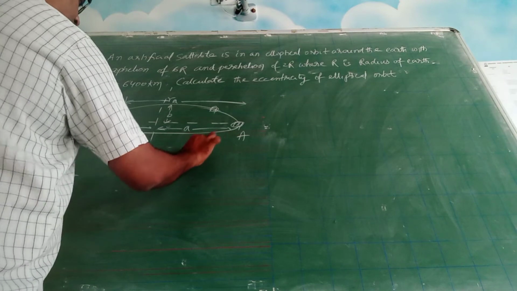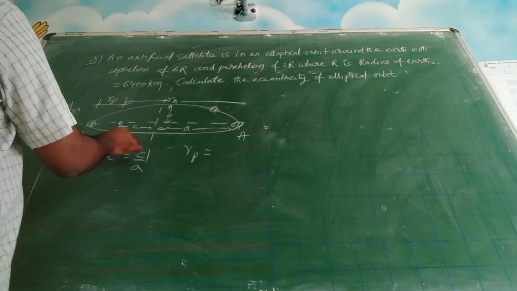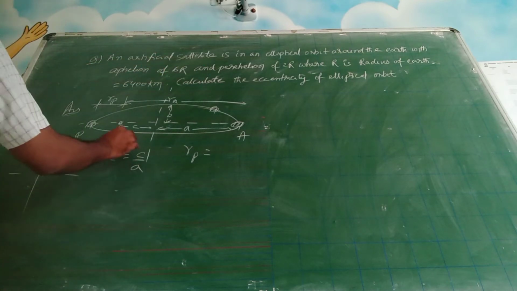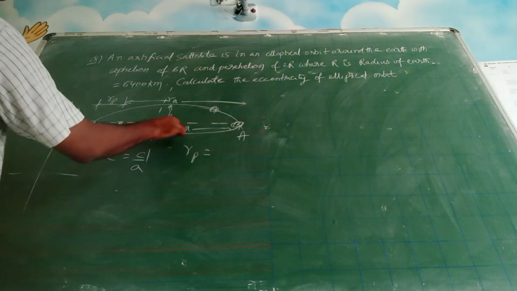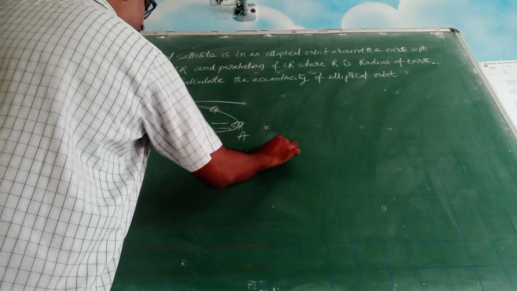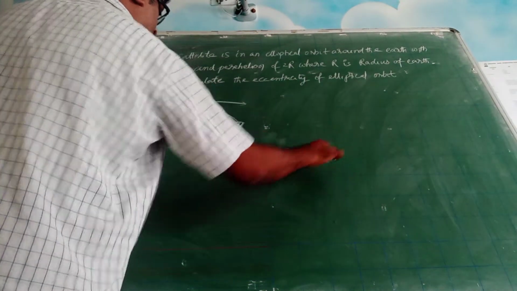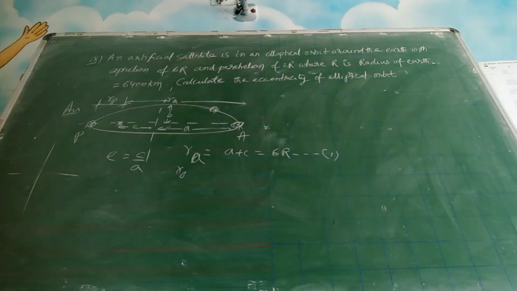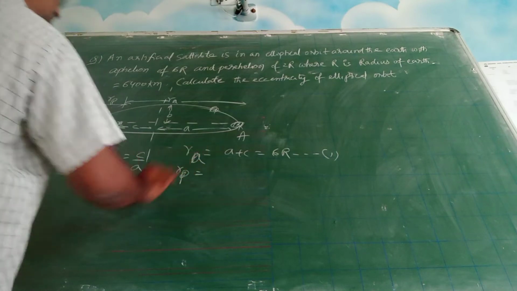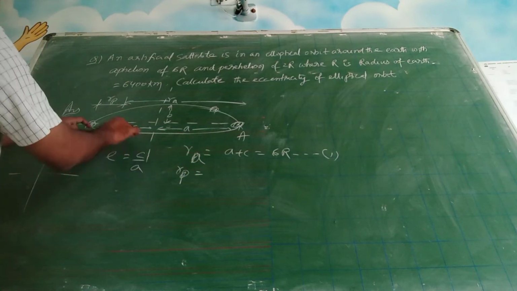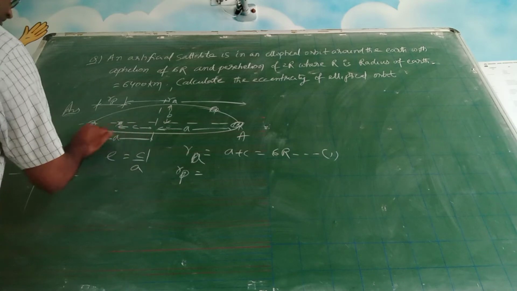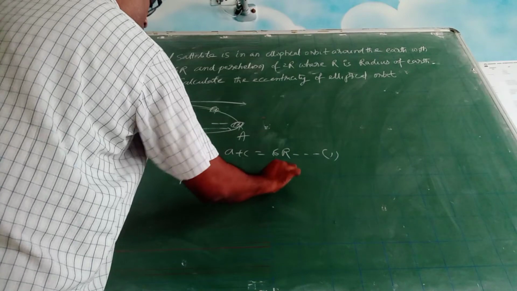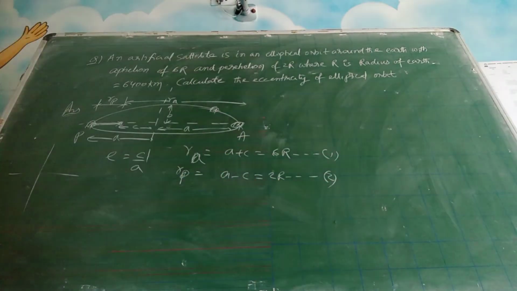The question says aphelion is given as 6R. Aphelion means from here to here, so it is C plus A, or A plus C is equal to 6R. This is equation 1, and this is aphelion. And perihelion is given as 2R, but this is A minus C. This total is A, and this is C, which is what we are finding out. So A minus C is equal to 2R. This is your equation 2.